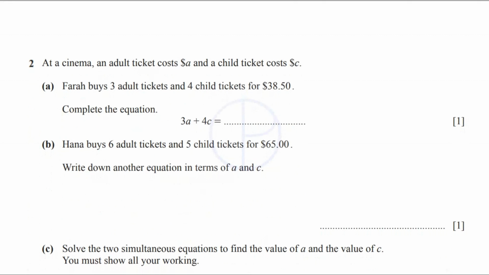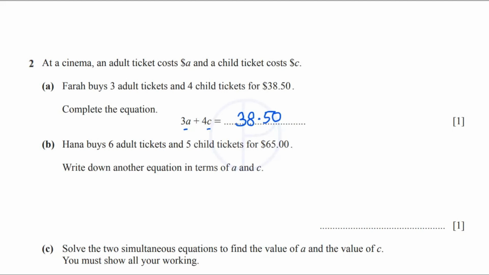The next question is, at a cinema, an adult ticket costs $A and a child ticket costs $C. Farah buys 3 adult tickets and 4 child tickets for $38.50. Complete the equation. So 3A for adult ticket, A. For child ticket it is C, and total it is 38.50. So write it as 3A plus 4C equal to 38.50.